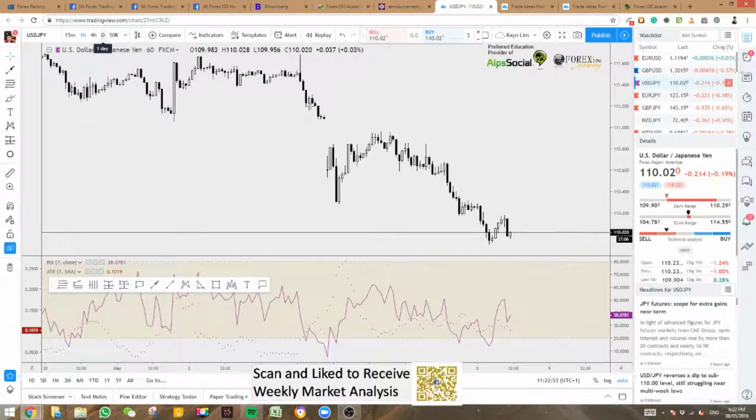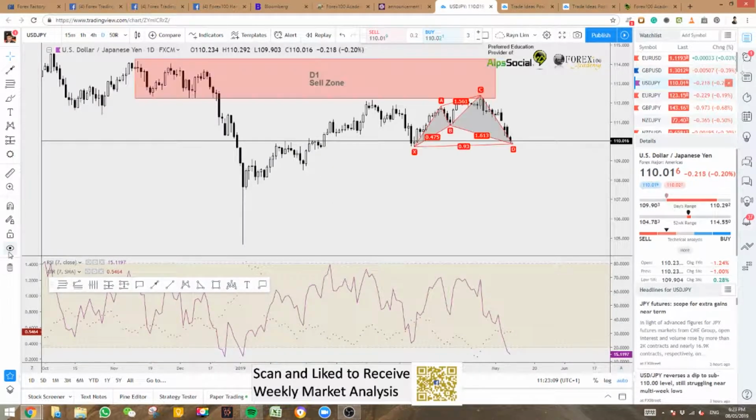This is what I have as well. On the 1-hour chart, it tested, broke below and closed below the 110 early on. Then it had an engulfing going up, but the market said no, get down. So the market has moved downwards. Head back to the daily chart. I'll share my analysis. This is the sell zone. I'm looking for a shorting opportunity.